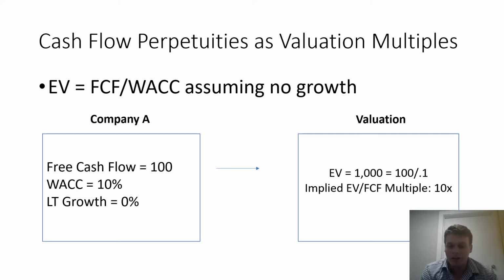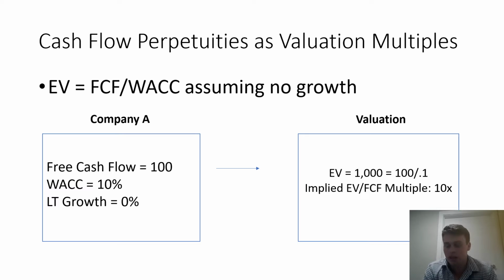So now we're going to do some math here to figure out the exact formula we can use to show that a multiple is a function of ROIC, WACC, and growth rate. First, let's start out with just a classic perpetuity. We say EV equals free cash flow divided by WACC, assuming no long-term growth.